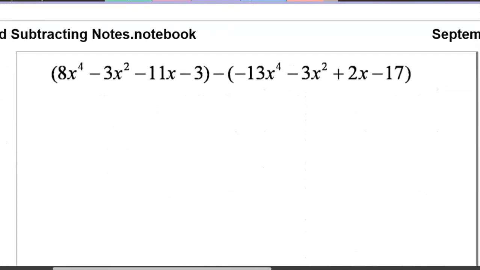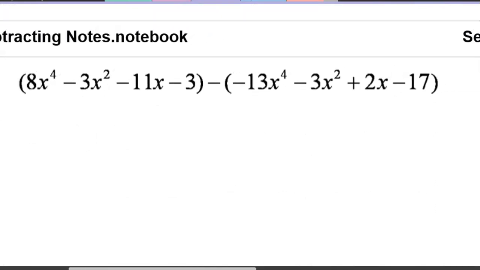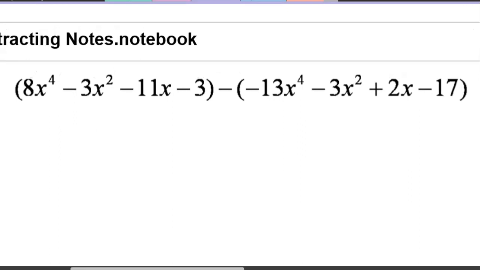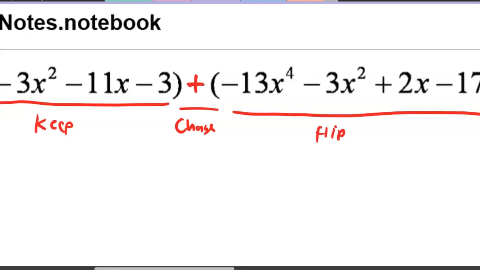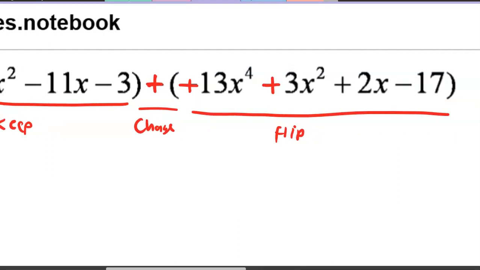So let's see that in action again. First thing I'm going to do is use that idea of keep, change, flip. So we're going to keep this part the same. We're going to change this to be an addition problem, and then every term in the second expression we're now going to flip. So the -13 is now positive, the -3 is now positive, the 2x is now going to be a negative, and the -17 becomes a positive.